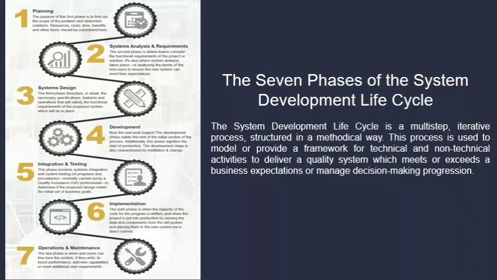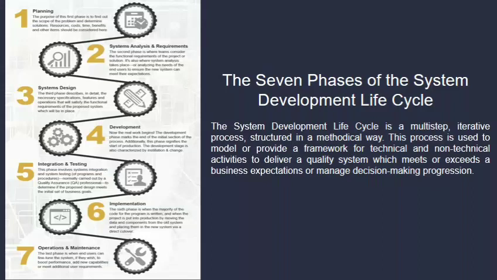First, planning. This is the first phase in the system development process. It identifies whether or not there is a need for a new system to achieve a business strategic objective. Second, system analysis and requirements. The second phase is where the business will work on the source of their problem or the need for a change.